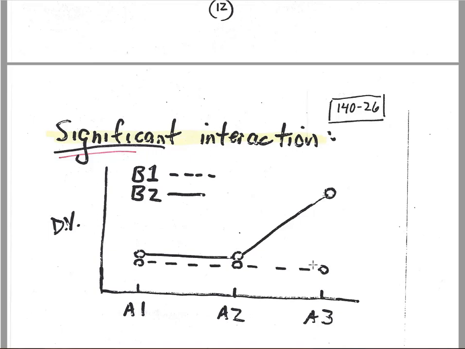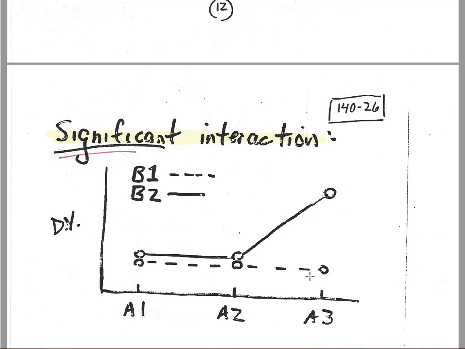Notice how it kind of makes sense. Does factor A have an effect on the dependent variable? Well, it depends. Look at the dashed line. Factor A doesn't seem to have any effect on the dependent variable at all if you look at the dashed line, level B1, I guess is how I labeled it.